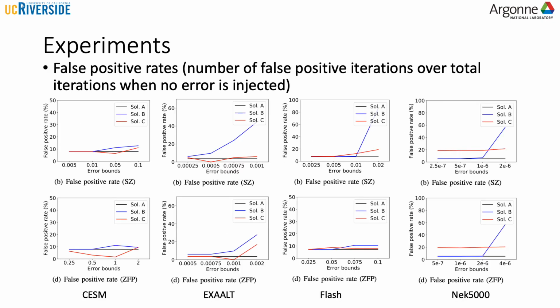Then we evaluate the detection accuracy of the three solutions. We use the false positive rates to indicate the detection accuracy. The false positive rate is calculated with the number of false positive iterations over the total number of iterations when there is no error injected. Since solution A is not impacted by the compression error, it can represent the false positive rate results of the baseline. And a smaller false positive rate means better detection accuracy.